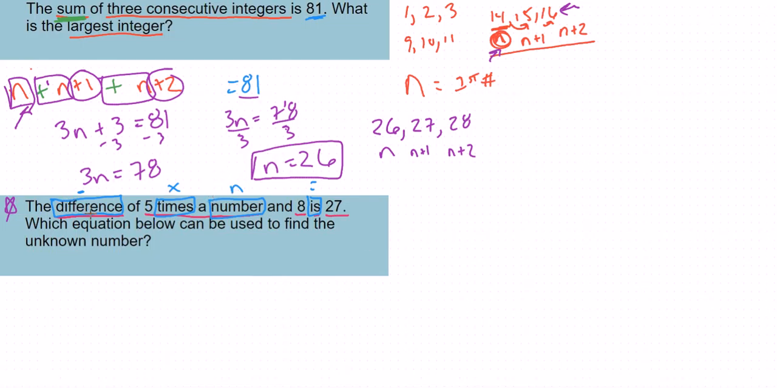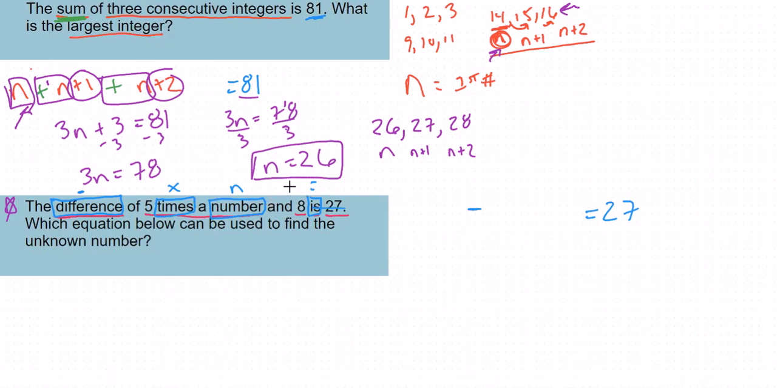So it says the difference of 5 times a number and 8 is 27. So I'm going to take the easy part and get it out of the way. Is my equal sign 27. So we've gotten that taken care of. So now we need to know the difference of 5 times a number. So there's going to be a minus sign somewhere. 5 times a number and 8.